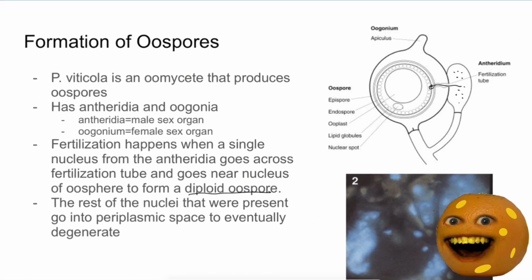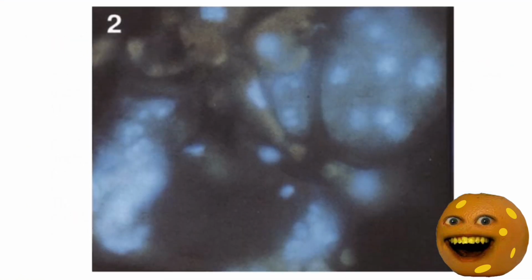And you're probably going to wonder what happens to the rest of the nuclei. Well, they just go into the periplasmic space to eventually degenerate. And one cool example is here, where you can see these stains of nuclei in the antheridia and oogonia.